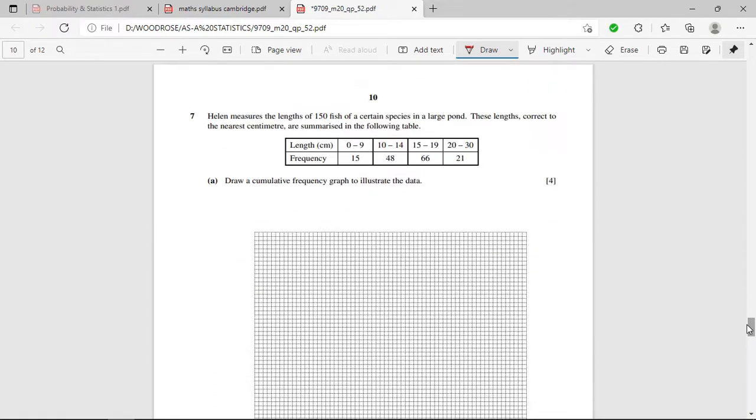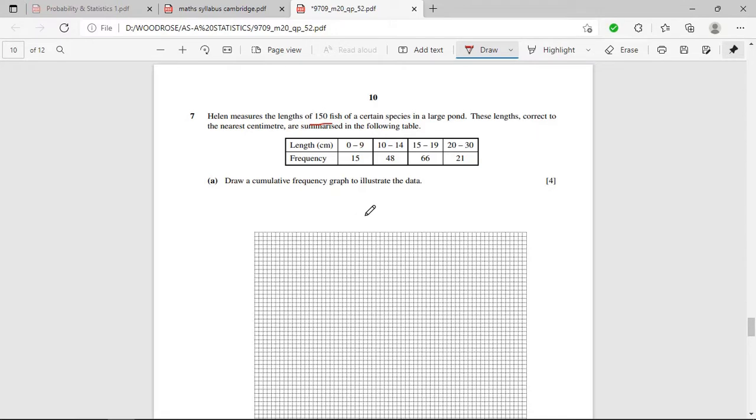Right, so here we are given a data. Helen measures the length of 150 fish of a certain species in a large pond. These lengths correct to the nearest centimeter are given. Draw a cumulative frequency to illustrate this data.